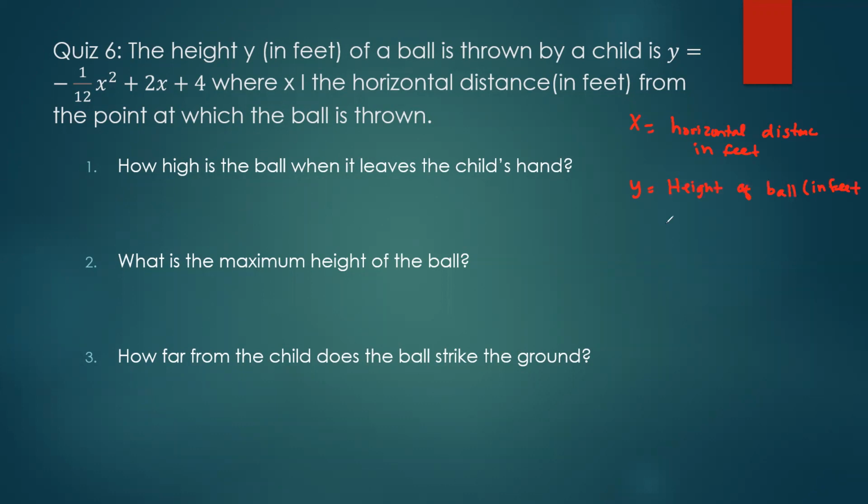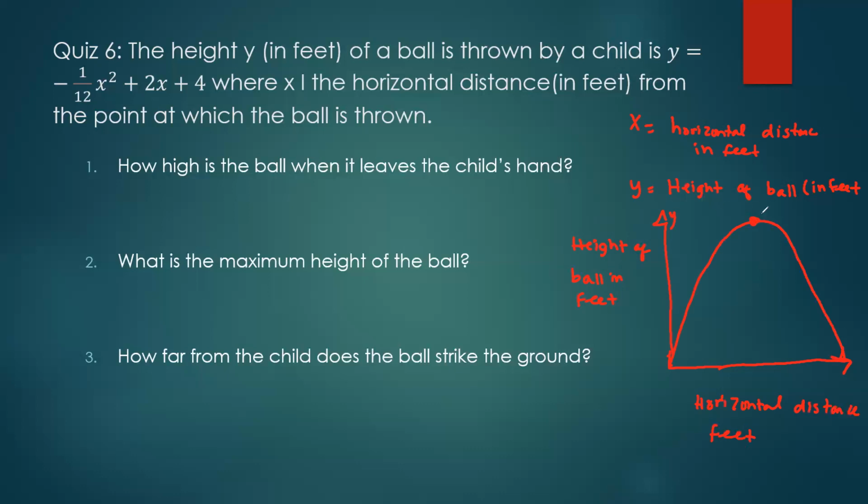If you're going to graph this, it's going to be an upside down parabola, right? On the x-axis is the horizontal distance, and y is the height of the ball in feet. So it's going to look something like this. It's an upside down parabola. This is the highest point, which will be your vertex.